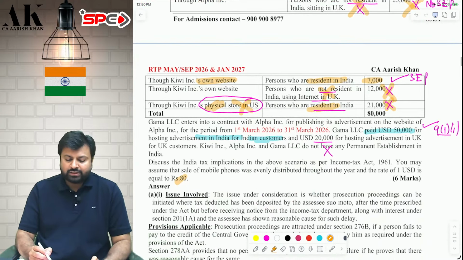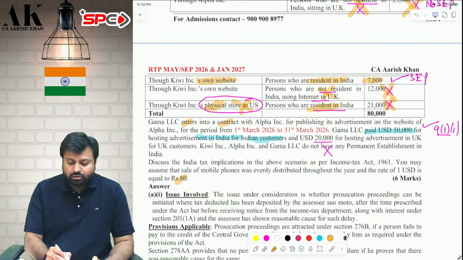Now one more transaction is there. Gamma LLC enters into a contract with Alpha for publishing an advertisement on the website for the period.